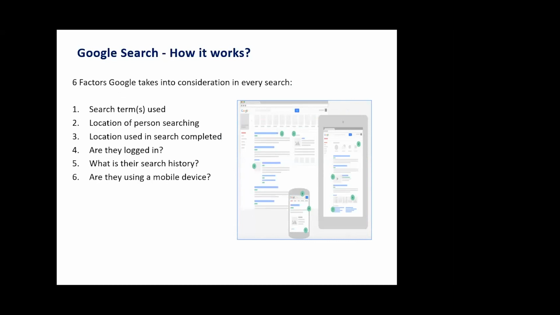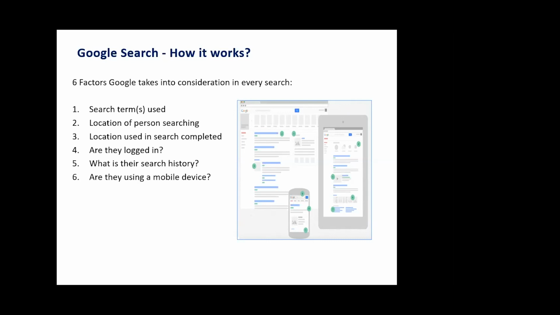The location of the person searching. So in other words, if I'm in Donegal and I search for hairdressers, I'm going to get a particular set of search results. Whereas if I'm in Galway and I search for hairdressers, I'm going to get an altogether different set of search results. So what we can say is that all search now is local search. It is dependent upon where the person is searching from.